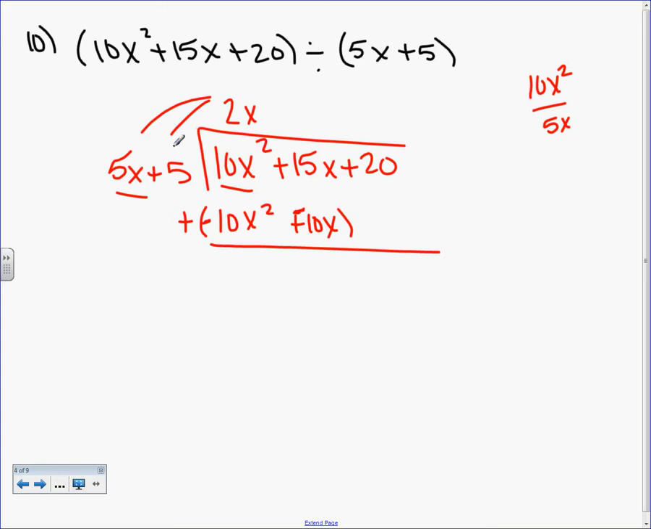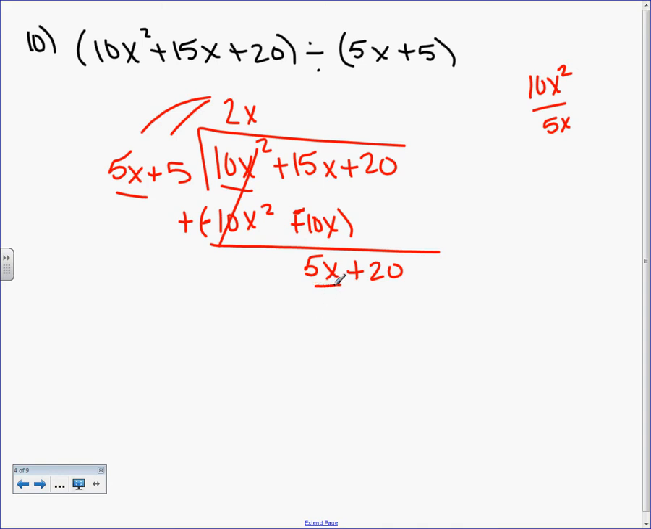Do you need to see me do that again, or are you okay? You good? All right. What's 10x squared plus negative 10x squared? 0. If that doesn't happen, you messed up. That will happen every time. Okay? What's 15 plus negative 10x? 5x, and you bring down the plus 20. Just like what we did at the top. Is that okay? You start all over again.